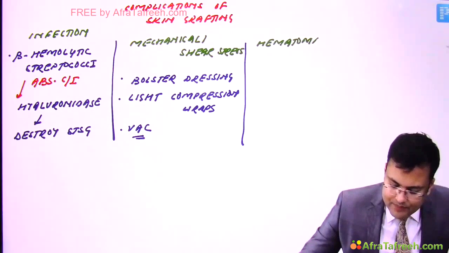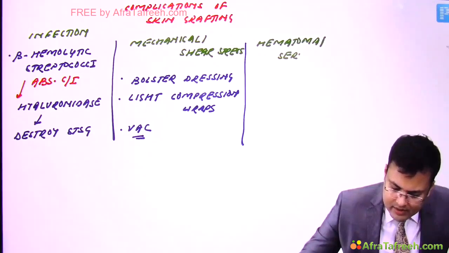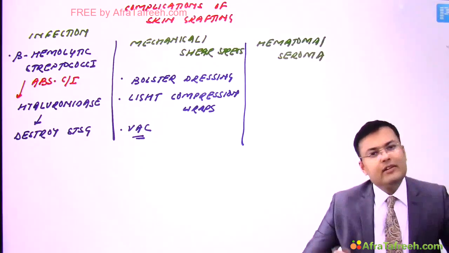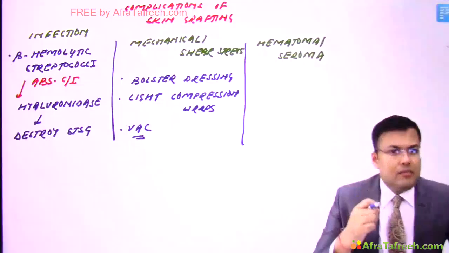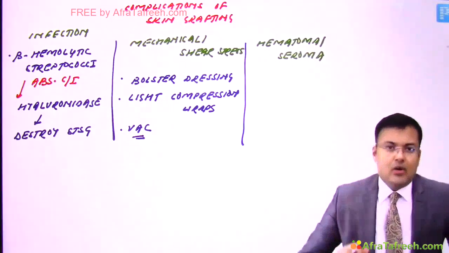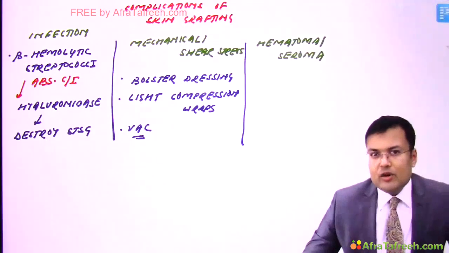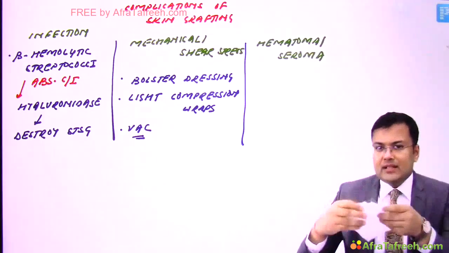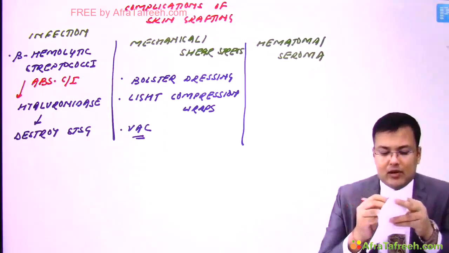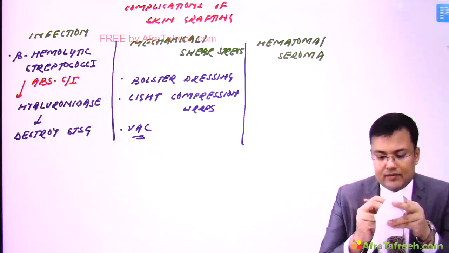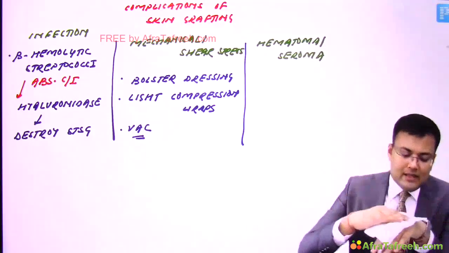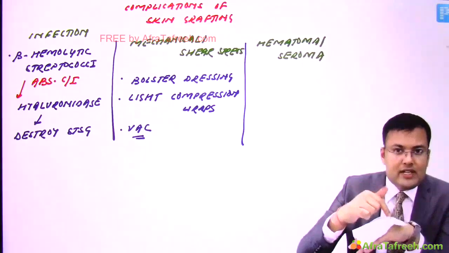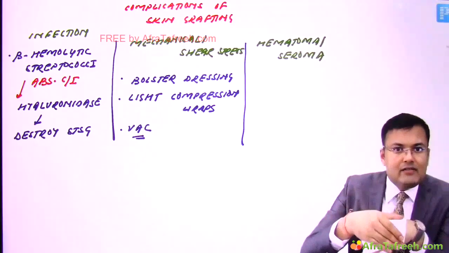Now the third complication is hematoma or seroma formation. Clear? So we discussed that whenever there is formation of capillaries, these capillaries are ruptured and there is collection of blood or serous material. Now, how can we prevent this hematoma or seroma formation? Imagine this is the graft, and in this graft we are going to create tiny holes.